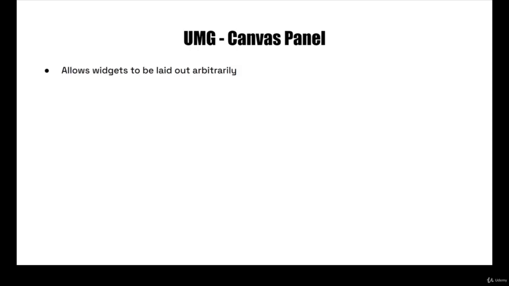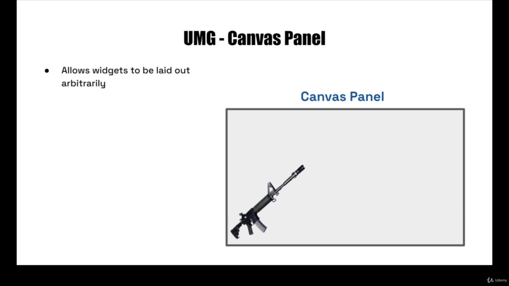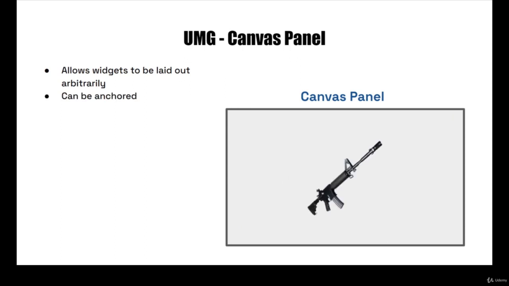Now the canvas panel allows widgets to be laid out arbitrarily on some area. Let's say that we have a widget shaped like a rectangle and we place a canvas panel in the widget. Now the canvas panel is invisible, you can't see anything, but with a canvas panel in place, we can then add items on top of the canvas panel and we can place them in that canvas panel anywhere that we want. They can also be anchored.